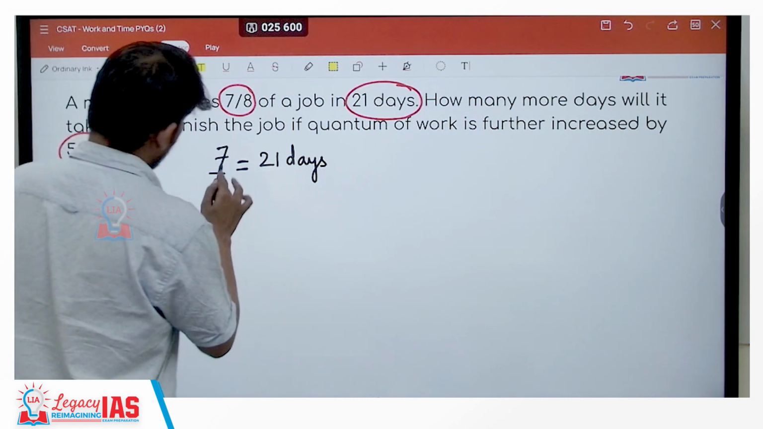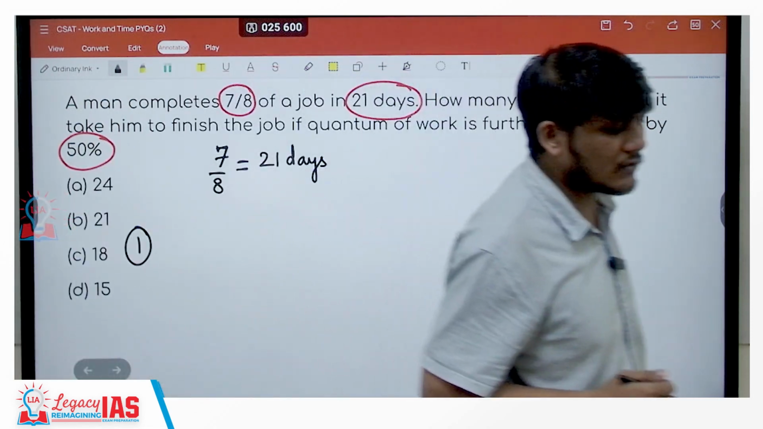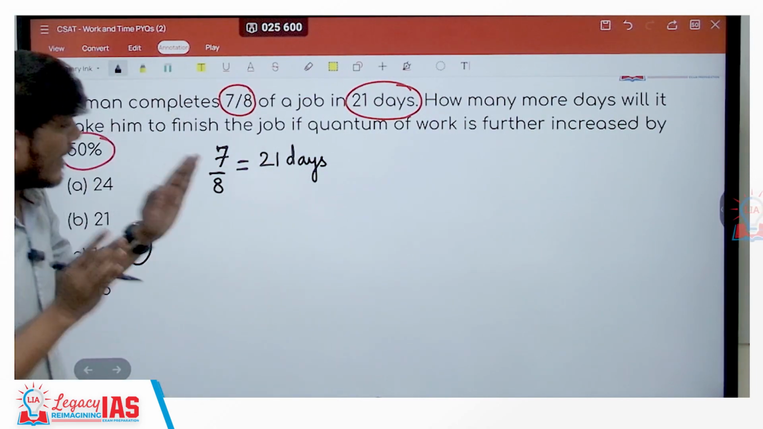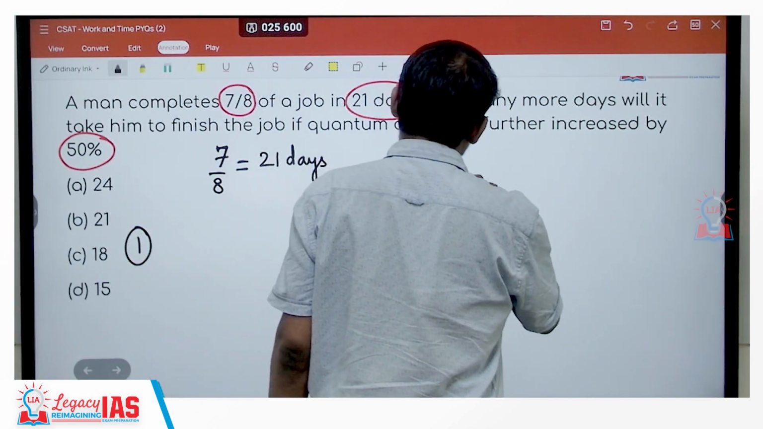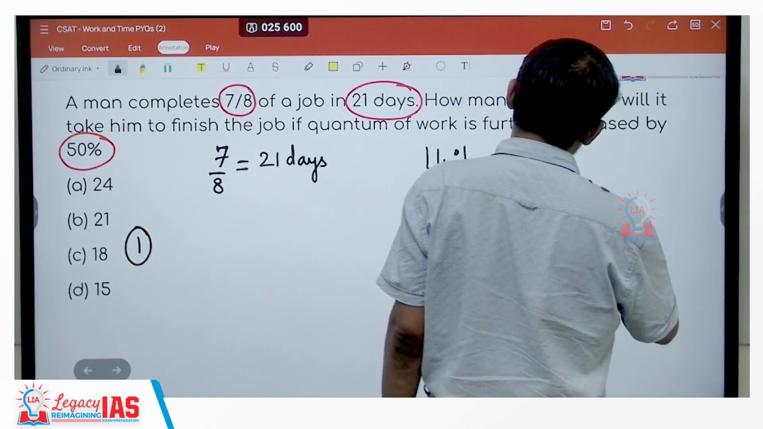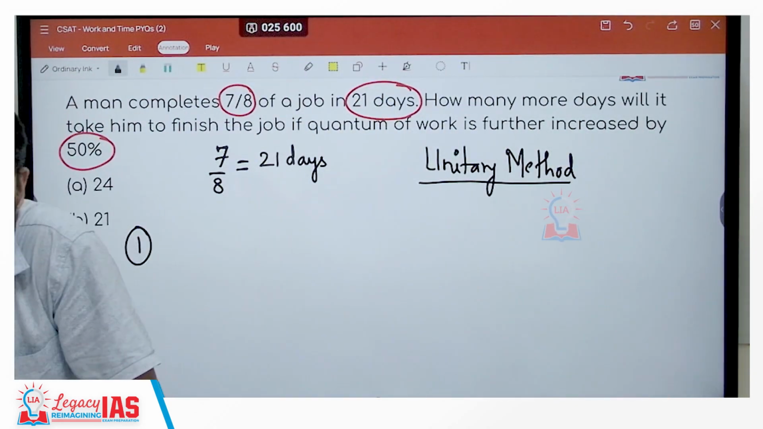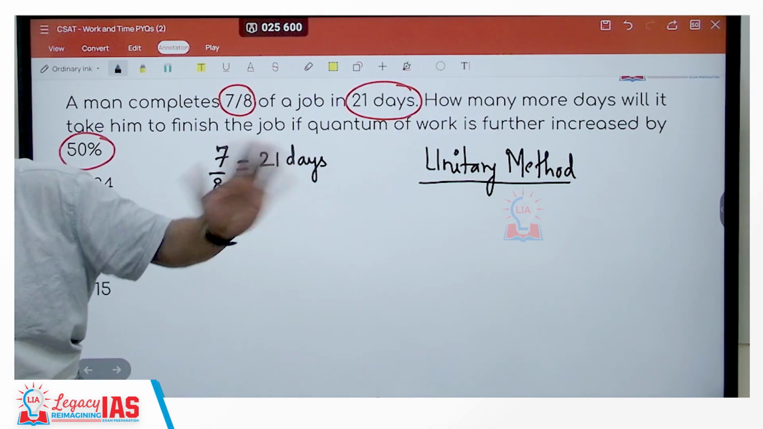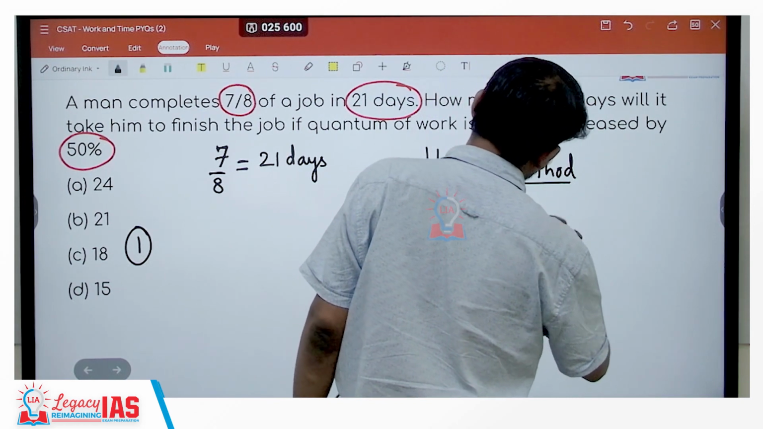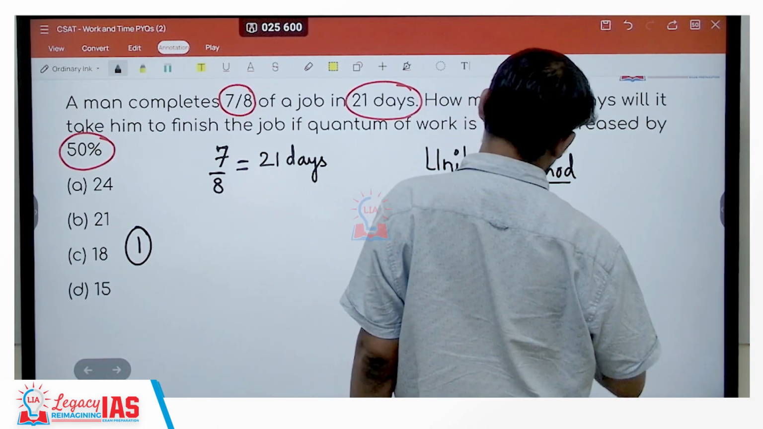So, if 7 by 8 of the job is getting completed in 21 days, the entire one job will be completed in how many days? Here you have to apply the unitary method. What is the unitary method? The unitary method is very simple. If one mango is 10 rupees, then how much will 10 mangoes cost? If one mango equals 10 rupees, therefore 10 mangoes equals what?